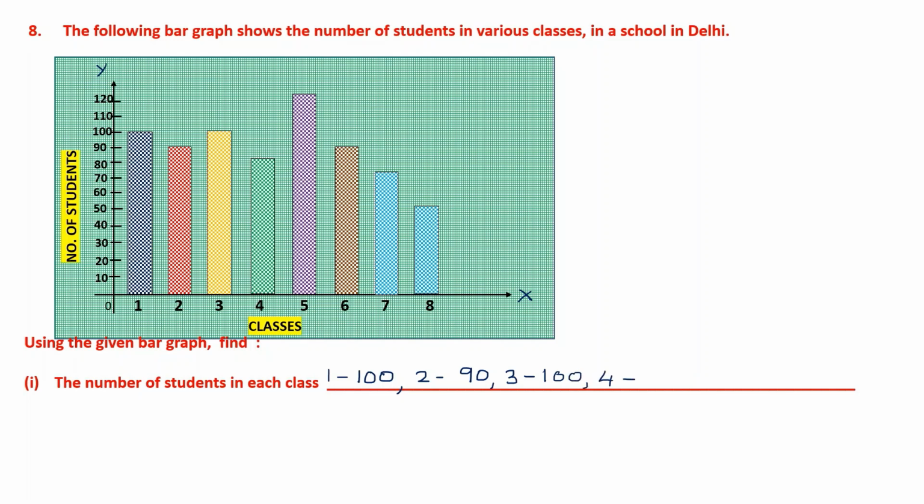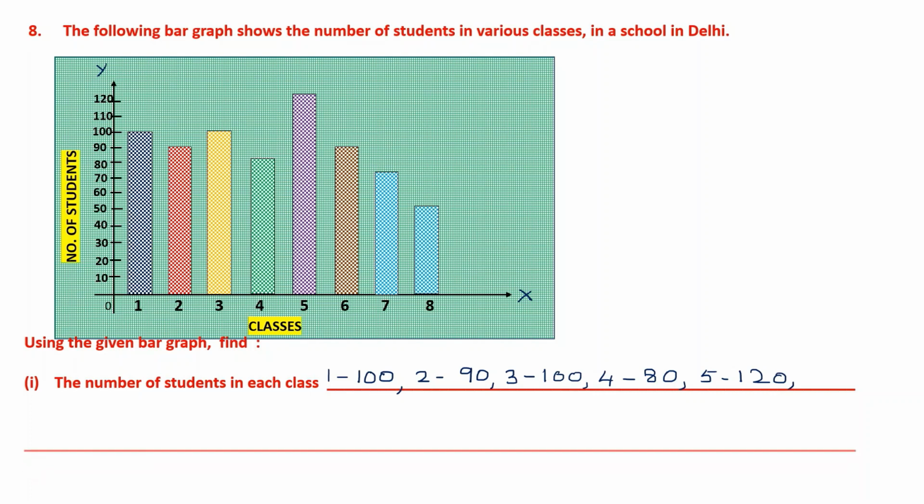Class 4. Now let's go to class 4. Look at the bar, it goes right up. Now follow that and touch the y-axis with the help of your ruler, and you will see it's touching 80. So that means in class 4 there are 80 students. Now class 5. In class 5, let's see how many students there are. Again, follow your bar. Class 5 is going right up to the top, and you can see that it's in line with 120. That means in class 5, there are 120 students.